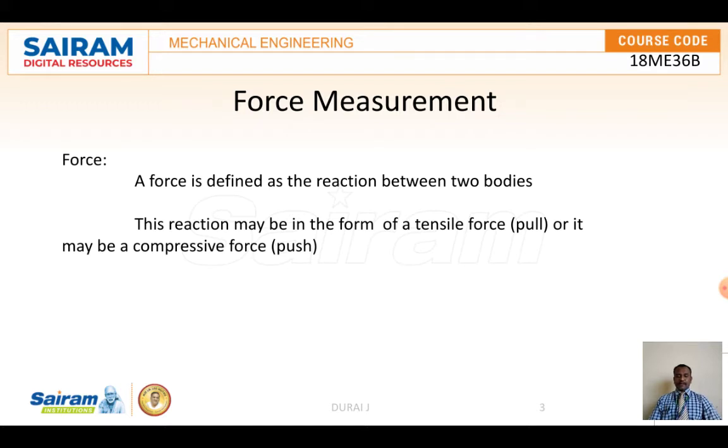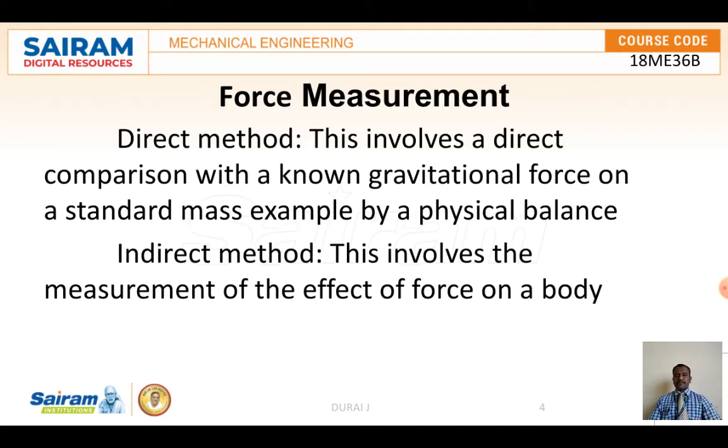Then the measurement of force may be done by two methods. So what are the two methods? One is the direct method and another one is the indirect method. In the direct method, it involves the direct comparison of the known gravitational force of a standard mass. The example is the physical balance.